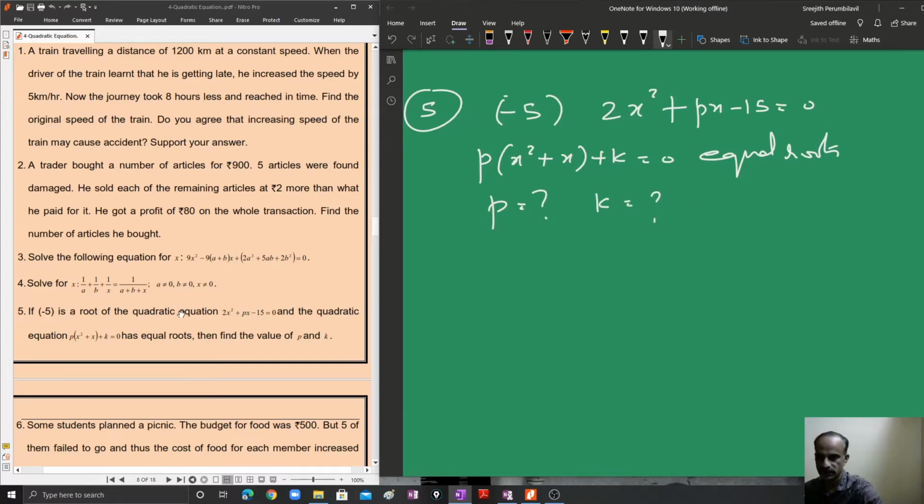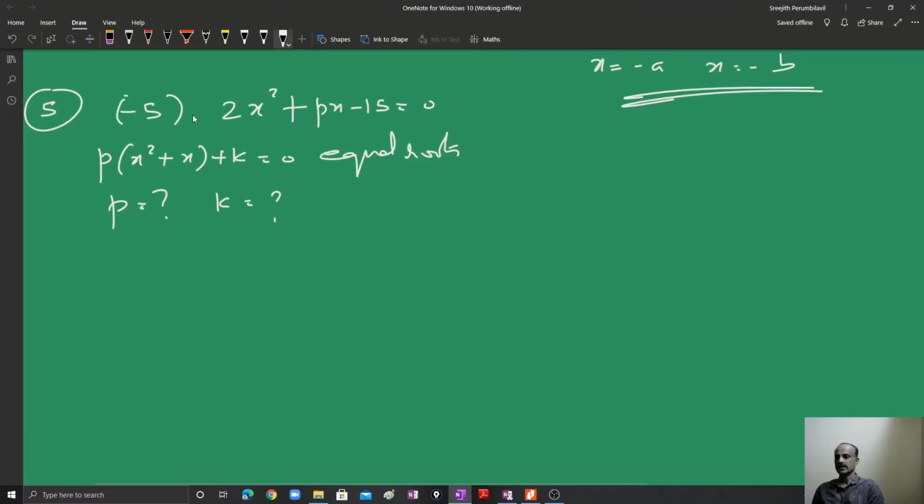If minus 5 is a root of the equation, and this particular equation has equal roots, then find the value of p and k. I repeat, if minus 5 is the root of this equation and this equation has equal roots, find the value of k. How do you do it? Minus 5 is the root of 2x square plus px minus 15 equal to 0.